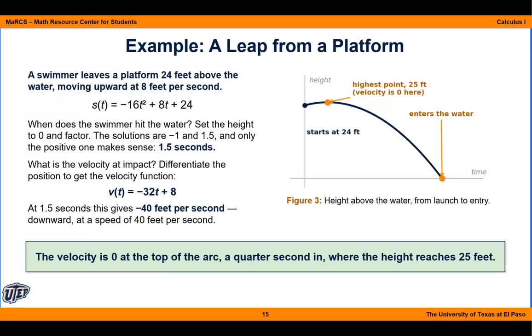At the highest point, the vertical velocity is 0. Solving v of t equal to 0 gives t equals 0.25 seconds. Substituting this time into the position function gives s of 0.25 equal to 25 feet. The position graph rises briefly, reaches its maximum height, and then falls until the swimmer enters the water.